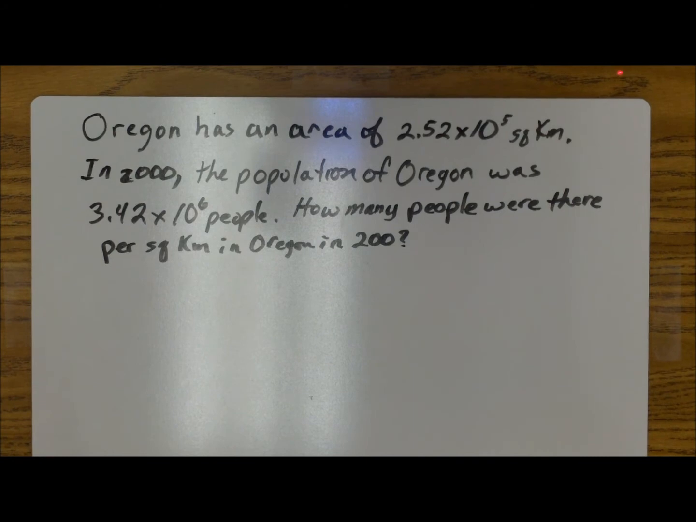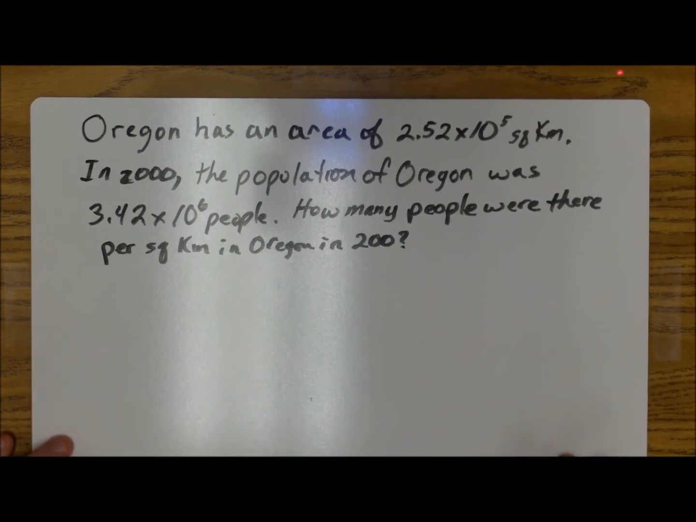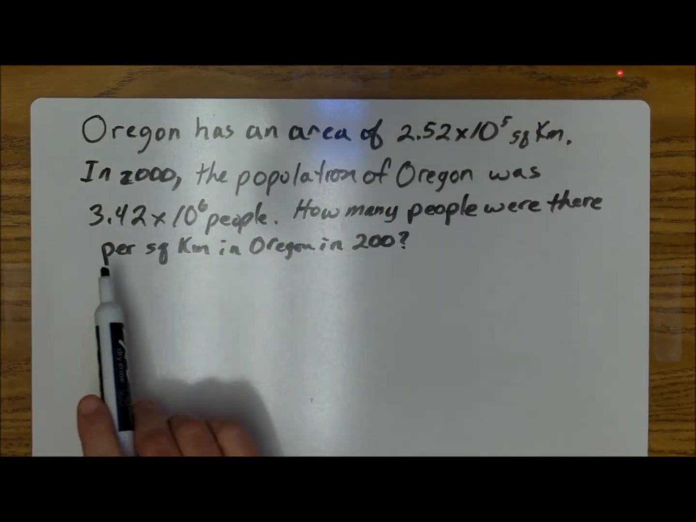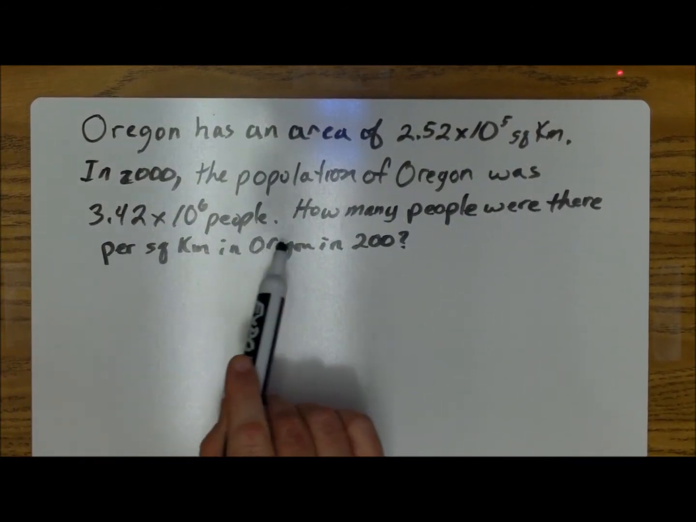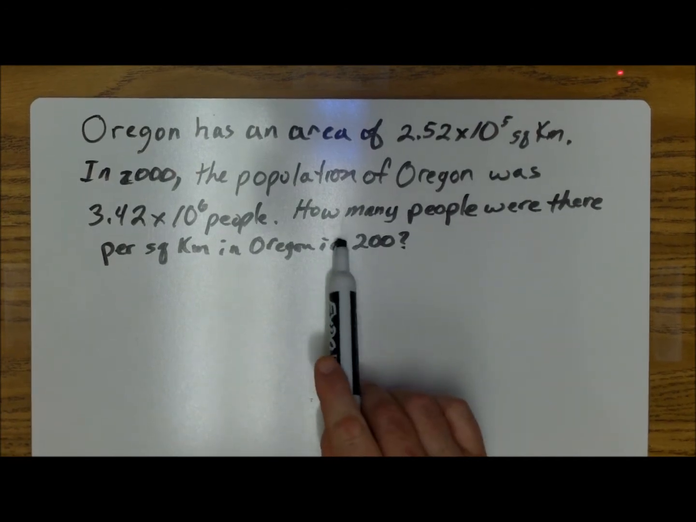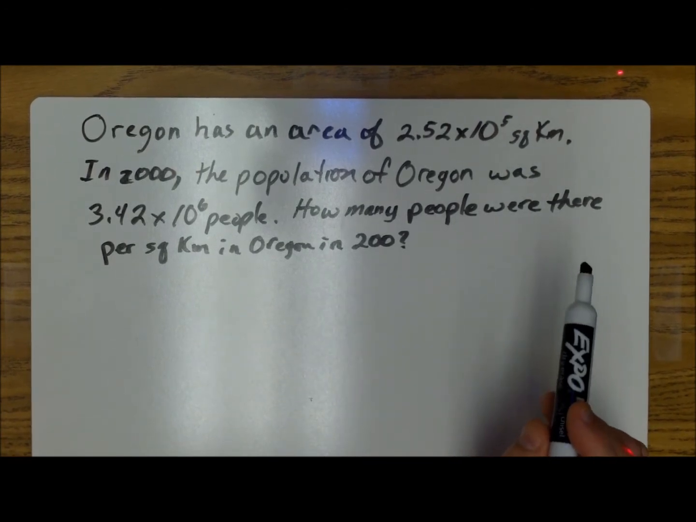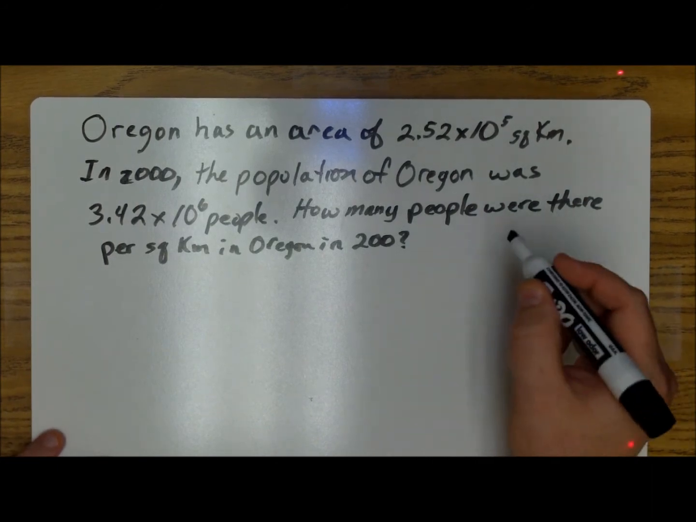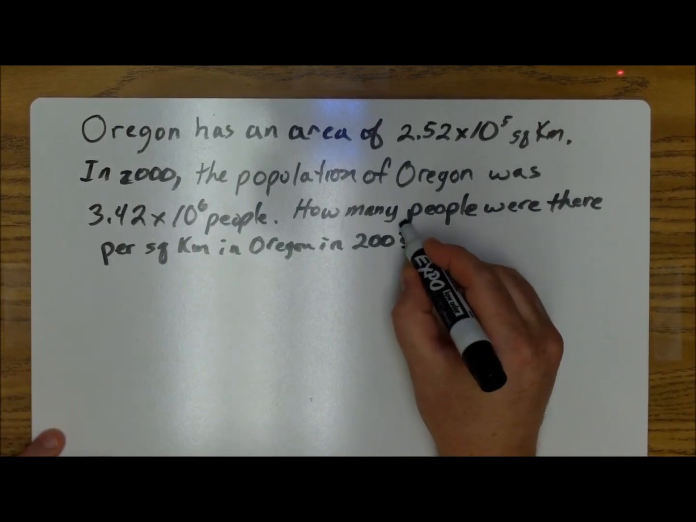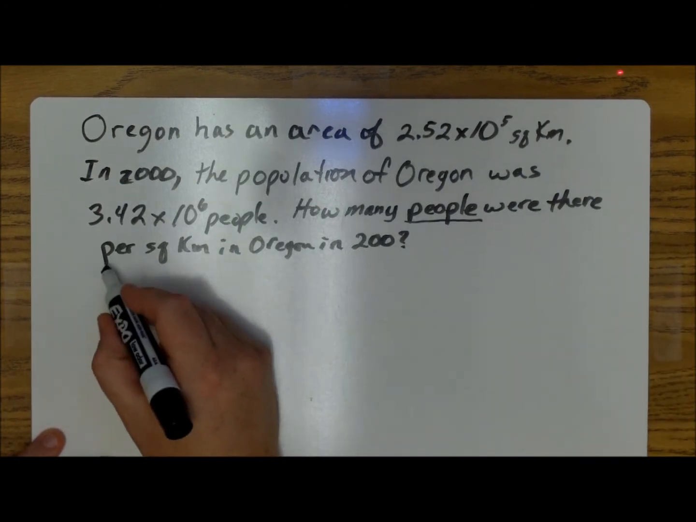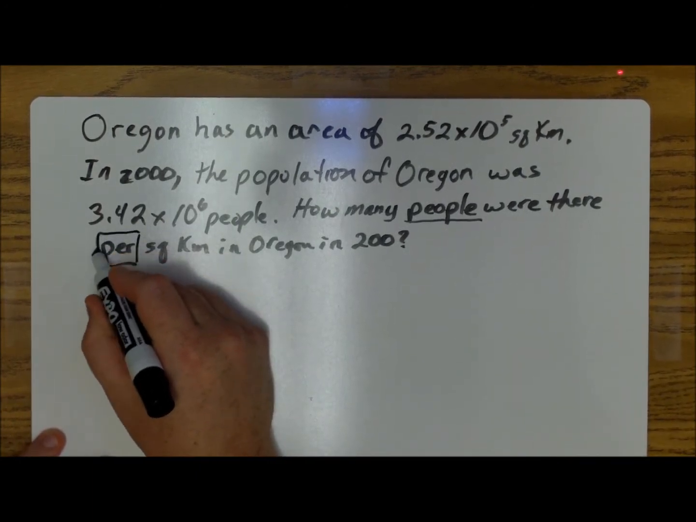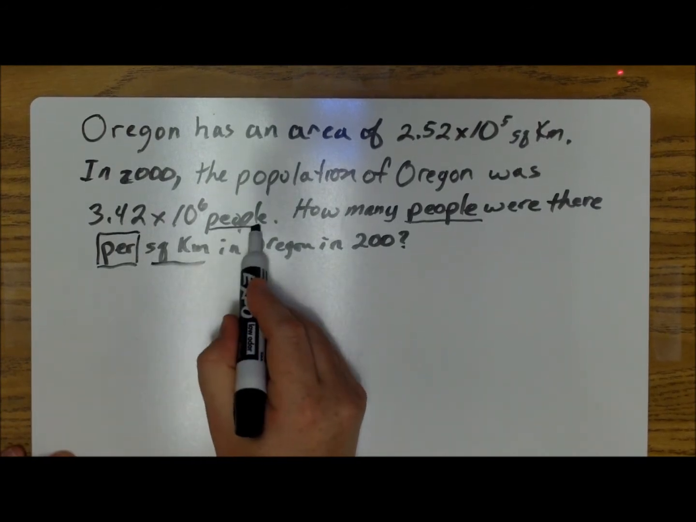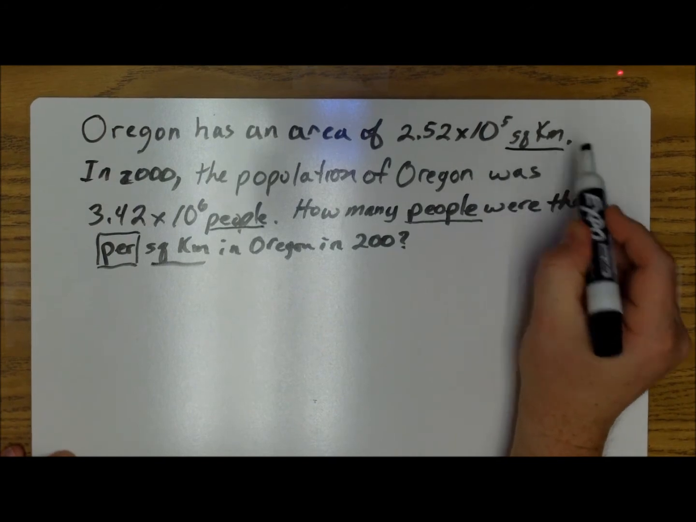This one says Oregon has an area of 2.52 times 10 to the 5th square kilometers. In 2000, the population of Oregon was 3.42 times 10 to the 6th people. The question they're asking is how many people were there per square kilometer in Oregon? So the question is the important thing. They're asking how many people were there per, and this is an important word, square kilometer. They gave us information about people here, and they gave us information about square kilometers there.